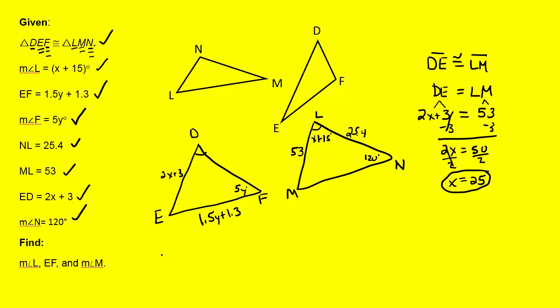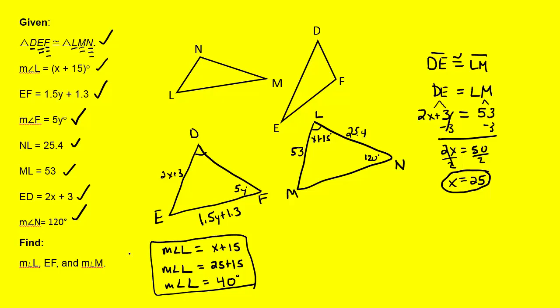So if I wanted to show the work for that, the measure of angle L is equal to x plus 15, that expression. And then I'm going to substitute the value of x we found, which is 25. And when I simplify that, the measure of angle L equals 25 plus 15, which is 40. Since that's the measure of an angle, I know it's 40 degrees. So this is one part of my work here. So that takes care of that part here.